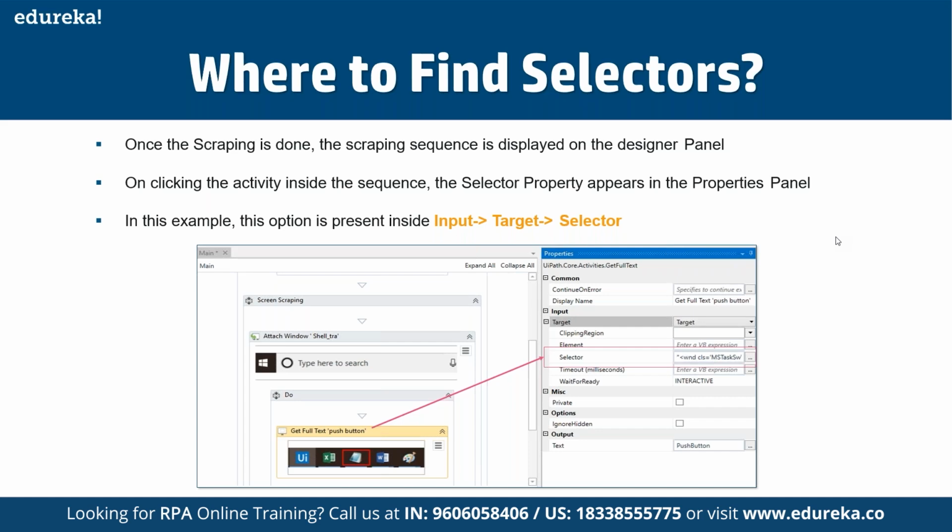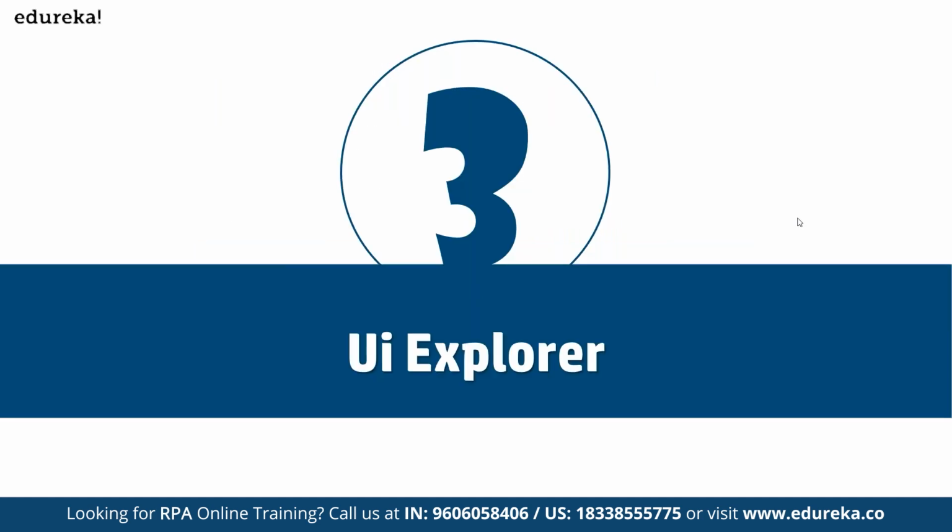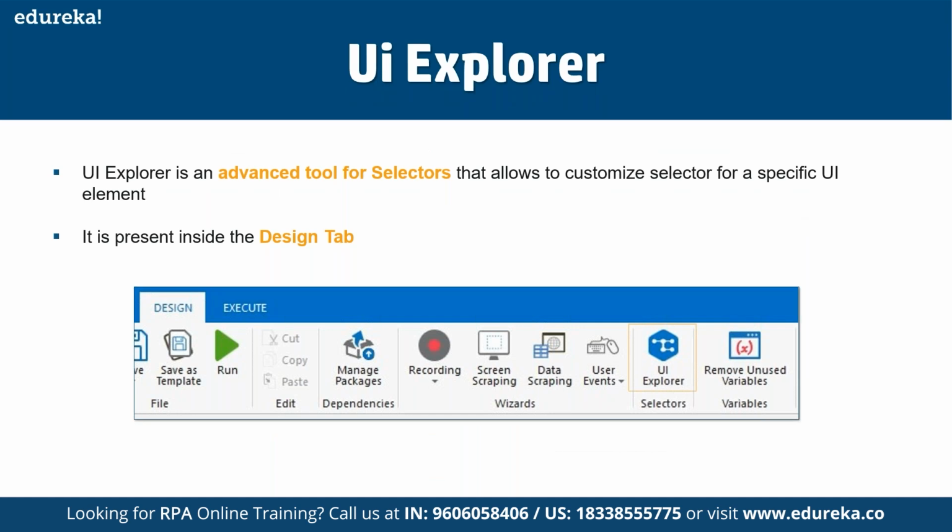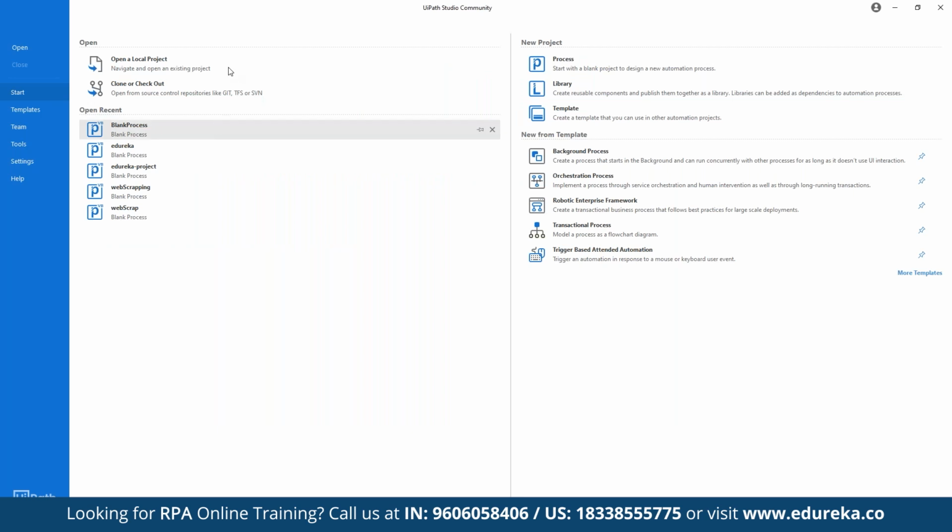If we talk about UI Explorer first, it is basically an advanced tool for selectors that allows us to customize the selector for a specific UI element, and it is present in the Design tab in the top ribbon. Once we have installed UiPath, this is the dashboard that we are going to look at, and we can start by creating a new sequence, a new process, or we can explore the library where we may have multiple elements saved. We can also make use of templates, where we can save different sets of configurations that can be used as a base for other projects.